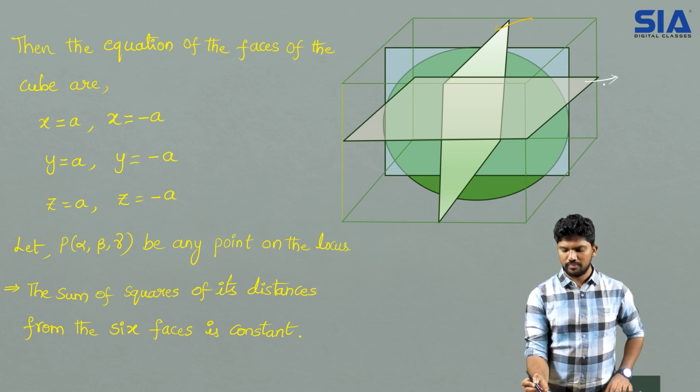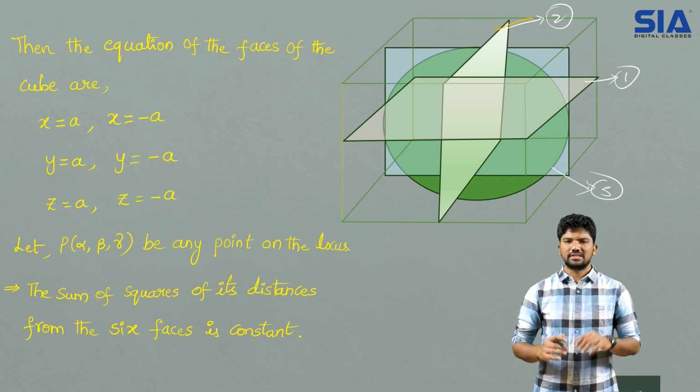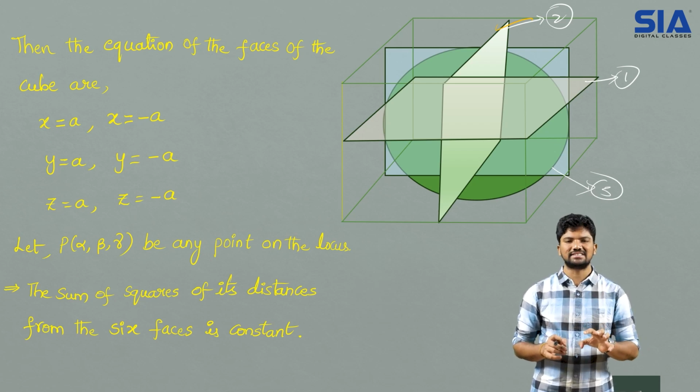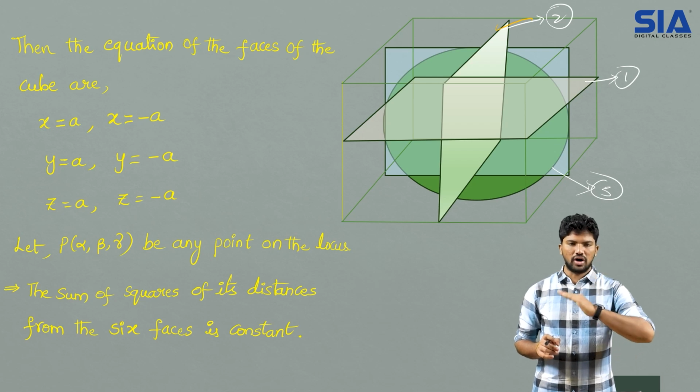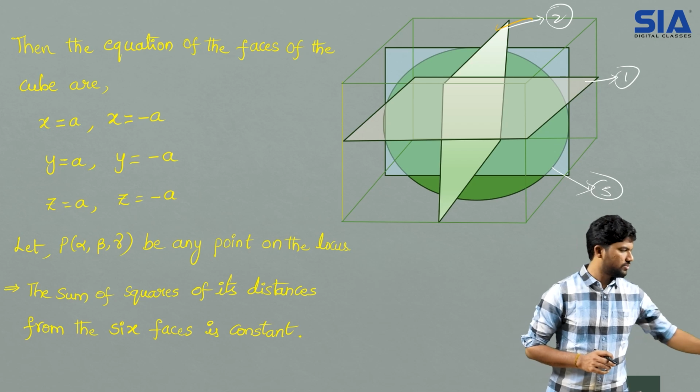This is plane number 1, this is plane number 2, and here you have plane number 3. These three planes are passing through the center of the cube, and each and every plane you have to treat as a coordinate axis. Coordinate axis means, clearly I'll tell you.